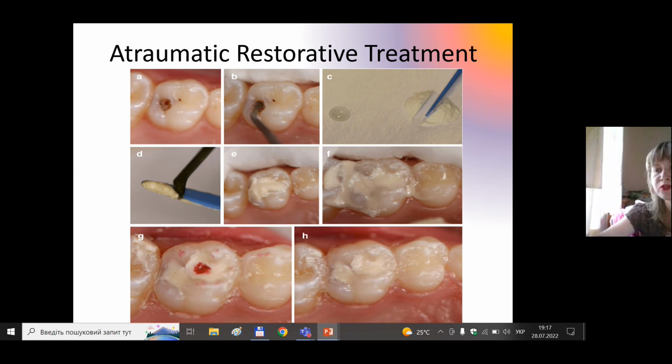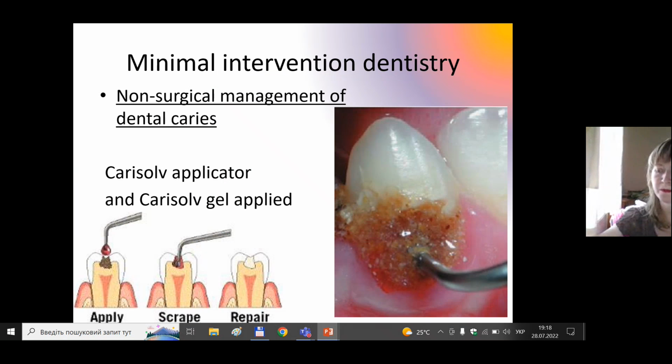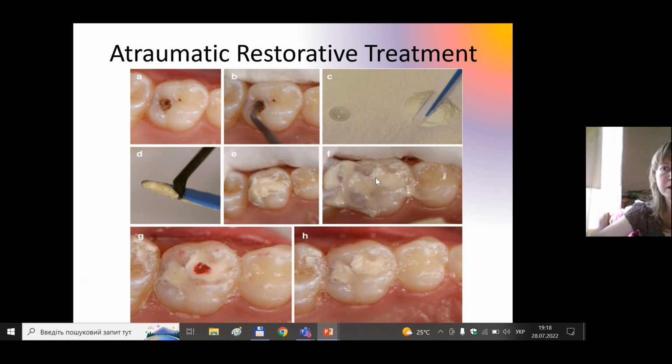This lecture is devoted not only to traditional ways of cavity preparation using burrs, but also to some new techniques, so-called atraumatic restorative treatment techniques. The ART technique, for example, is a method in which we do not use burrs, just an excavator is used to cut decayed tissues. And later, this cavity is restored with glass ionomer cement.